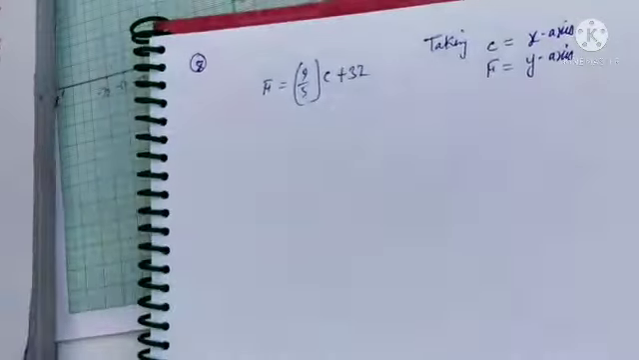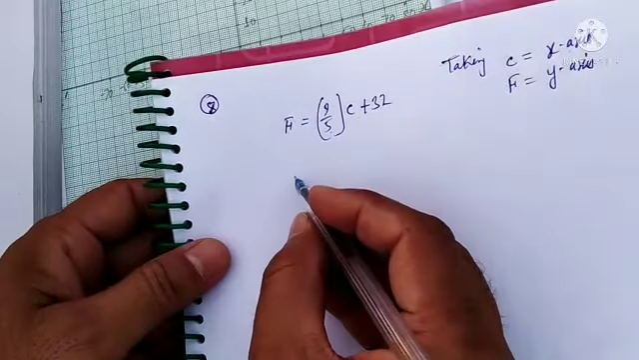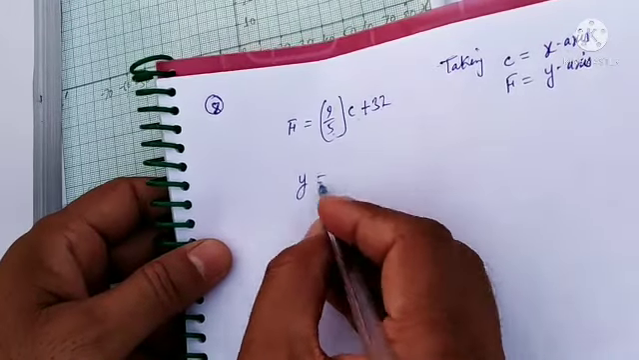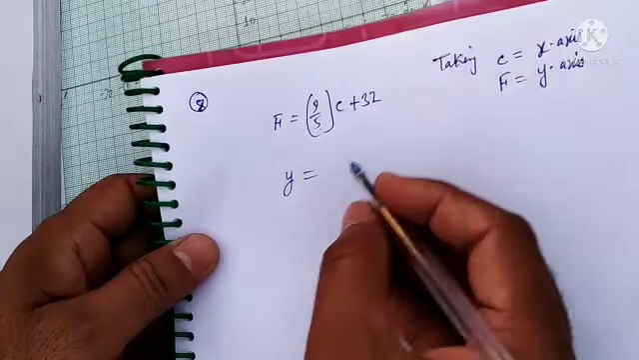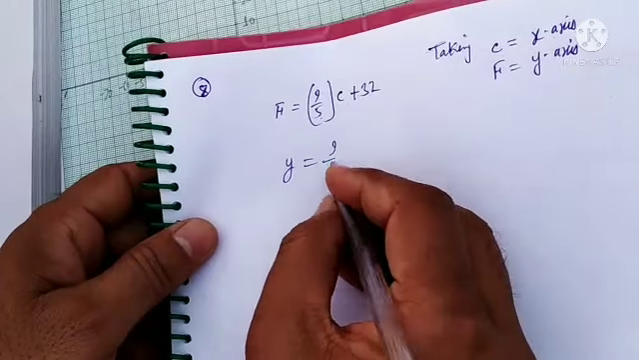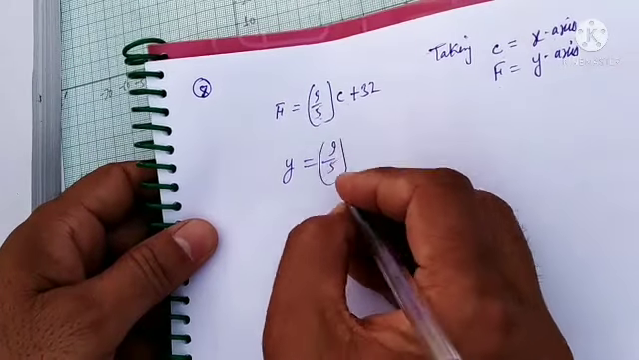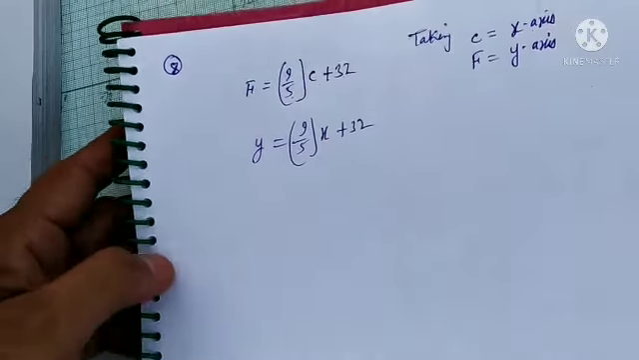So it's very simple. How will we draw the graph? For drawing the graph, write this F. In the place of F, what to write? Y, because we have taken F as the y-axis. In the place of C, write x, because we have taken C as the x-axis. So y = 9/5 x + 32. Okay. Hereafter what will you do?